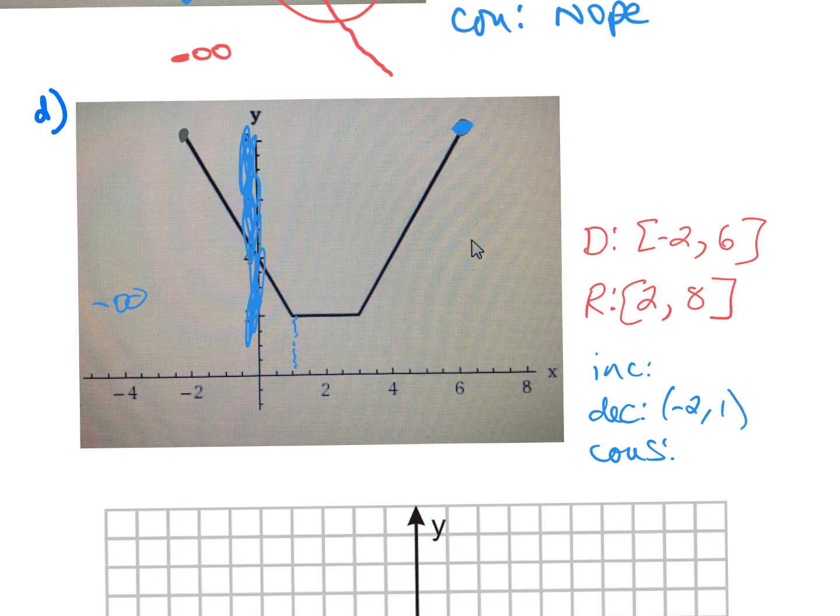Then what's happening? Constant. That means we're staying flat. So from 1 to what? 1 to 3. Okay. And then what? 3 to 6. Increasing. Do we understand why some graphs have a specific starting and stopping point and some don't?